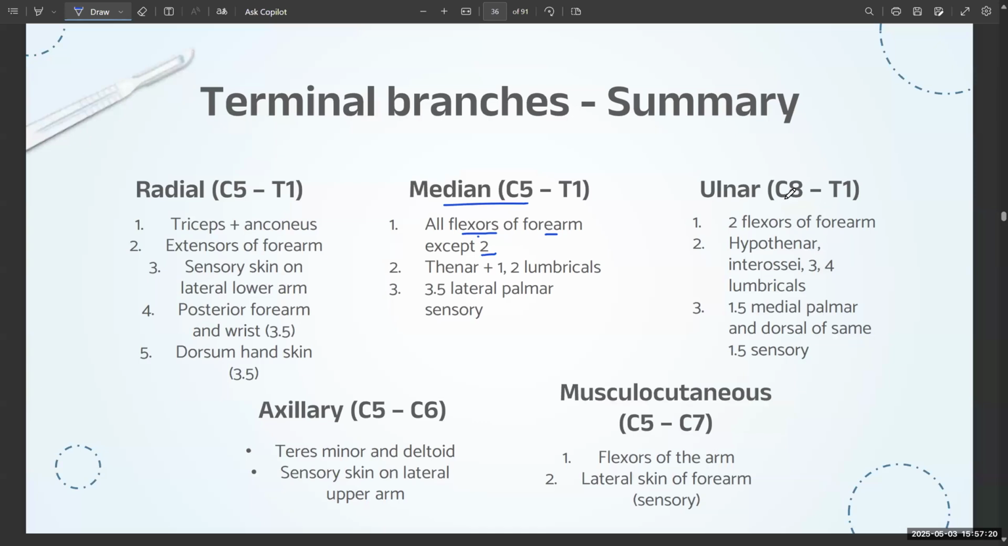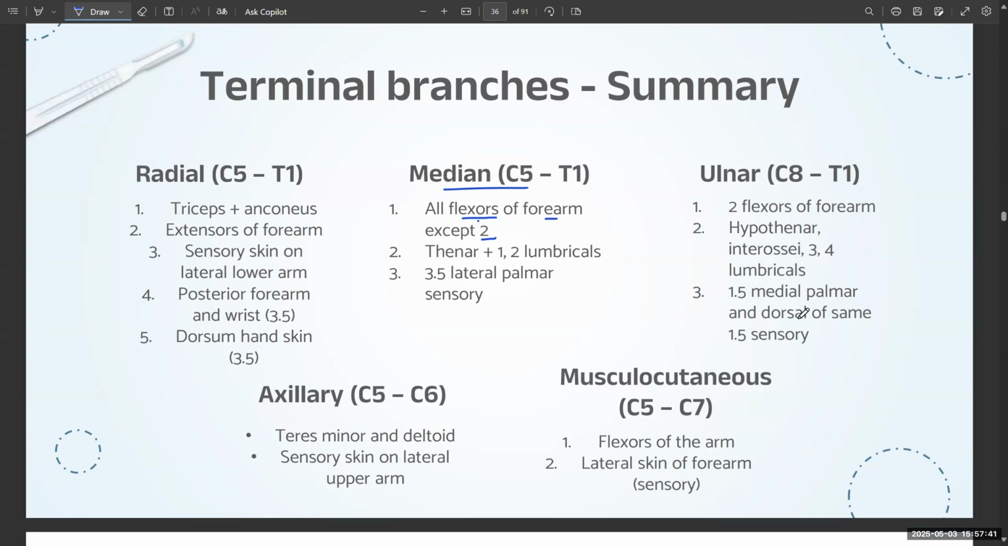For ulnar, you have C8 to T1. So those 2 flexors that were not supplied by the median are supplied here. So you have flexor carpi ulnaris, and you have the medial half of the FDP. Then you have the hypothenar, which is basically the pinky muscles, interossei, 3 and 4 lumbricals. Okay, and then 1.5 fingers, you have the sensory. So you have it on the medial side, on both sides of the hand, so on the palm and on the dorsum.